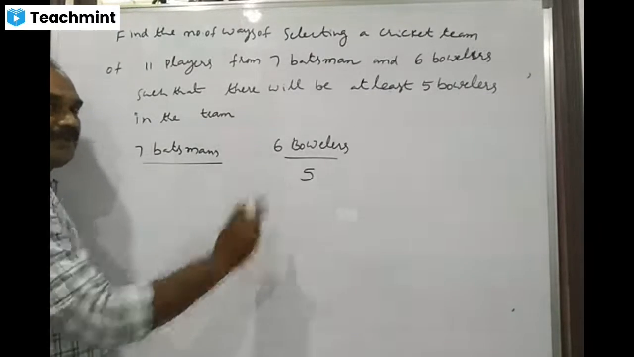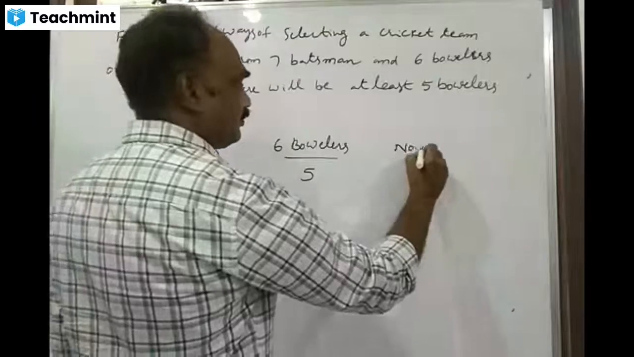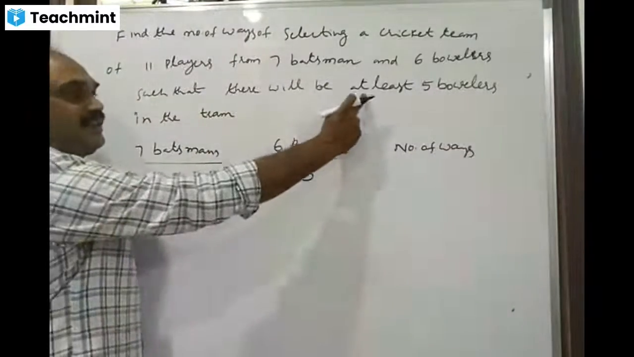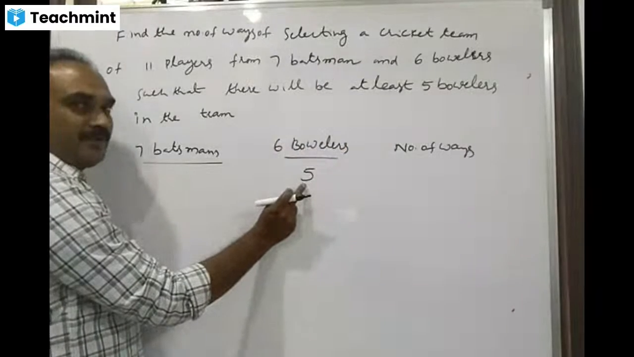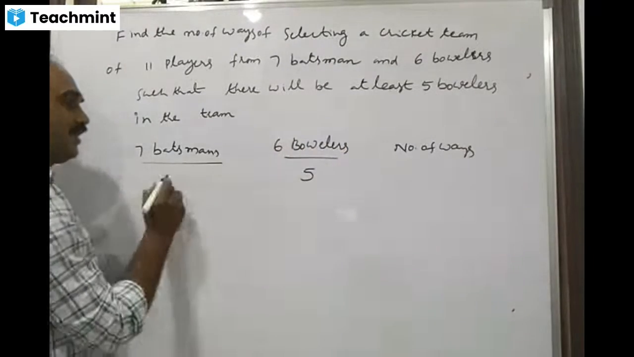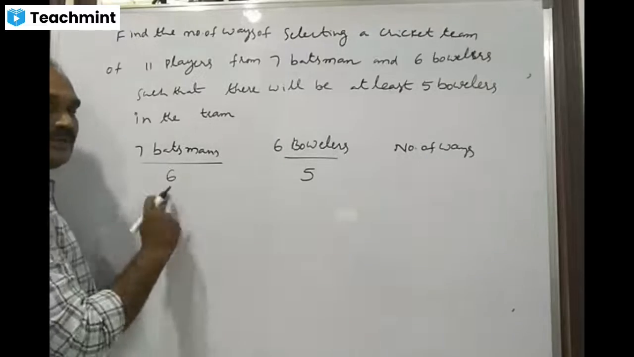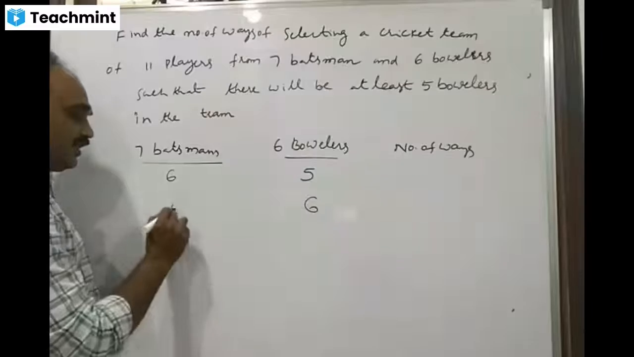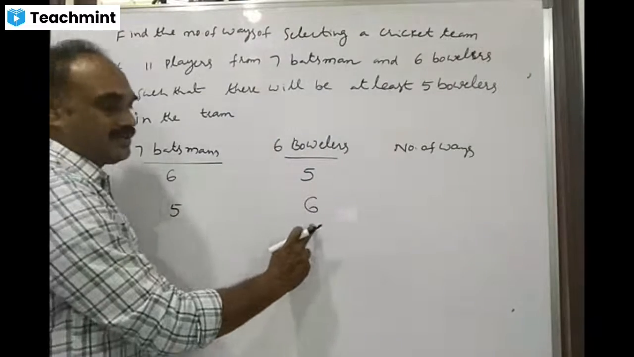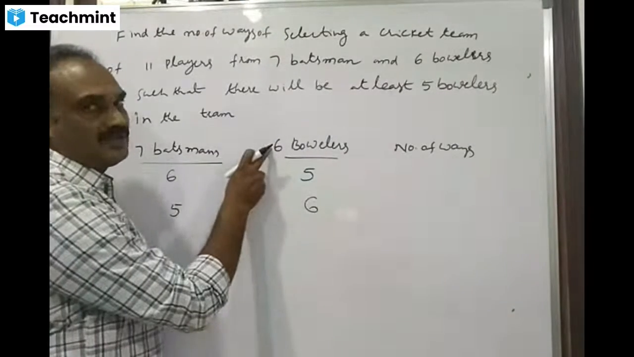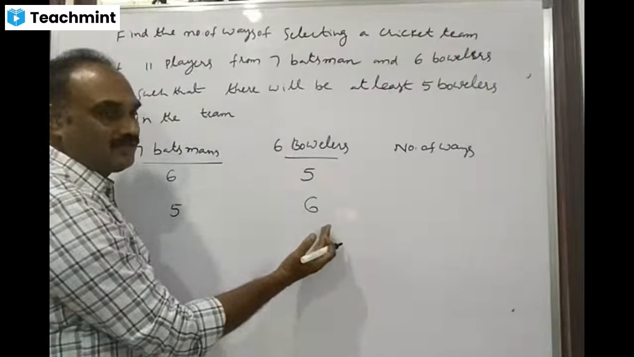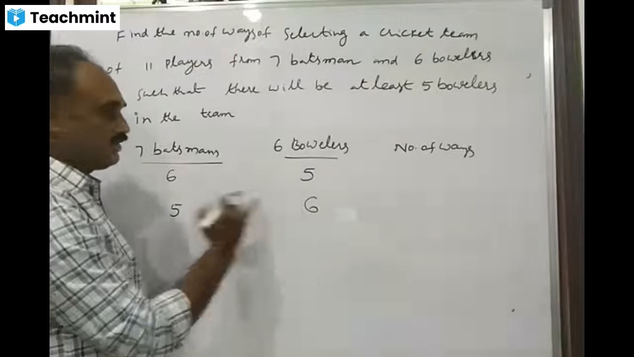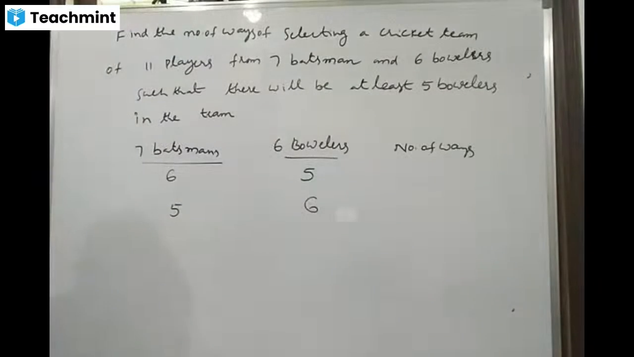First select 5 bowlers. Here what is the condition? At least 5 bowlers, minimum 5 bowlers. So first select 5 bowlers, and 6 batsmen, total 11. Next select 6 bowlers, and 5 batsmen. Suppose we select 7 bowlers, but there are only 6 bowlers. So only two cases: 5 bowlers and 6 batsmen, or 6 bowlers and 5 batsmen.